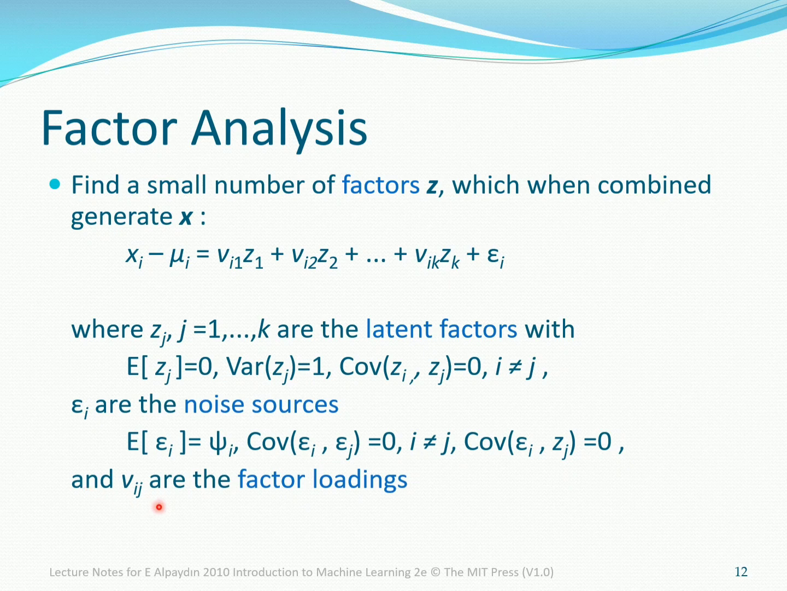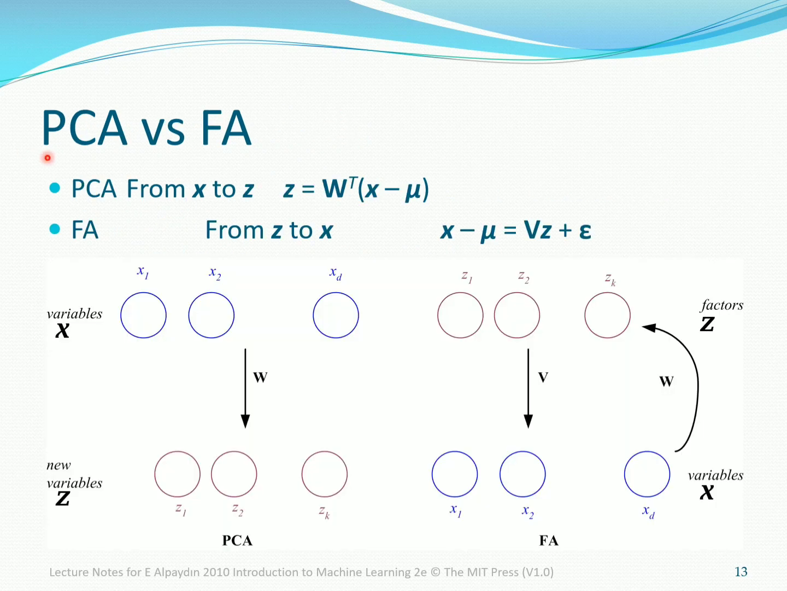Vij are vector loadings. PCA versus FA. PCA is from x to z. You can see here the formula is z equals W transpose times (x minus mu), and factor analysis is from z to x. You can see here the formula is x minus mu equals V z plus epsilon.